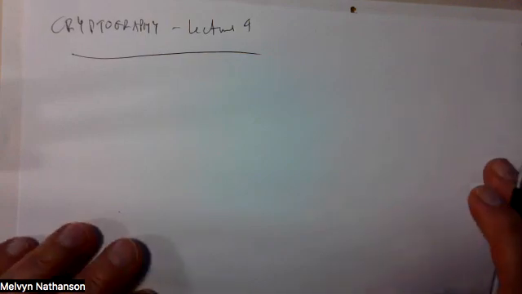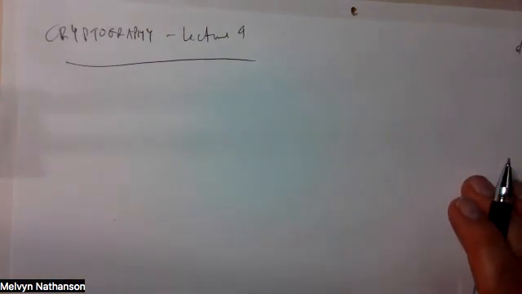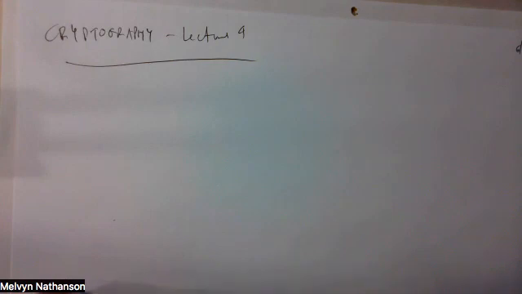So this is lecture 4. 4 days in summer is like 4 weeks or 1 month in the semester. And what we've done in the first 3 lectures is develop some elementary number theory that is essential in cryptography. And so let's begin to talk a little bit about cryptography today.